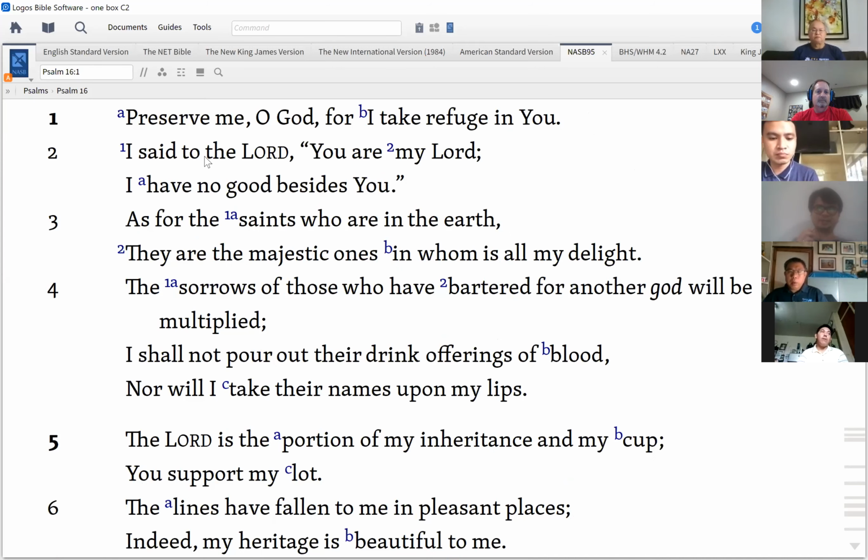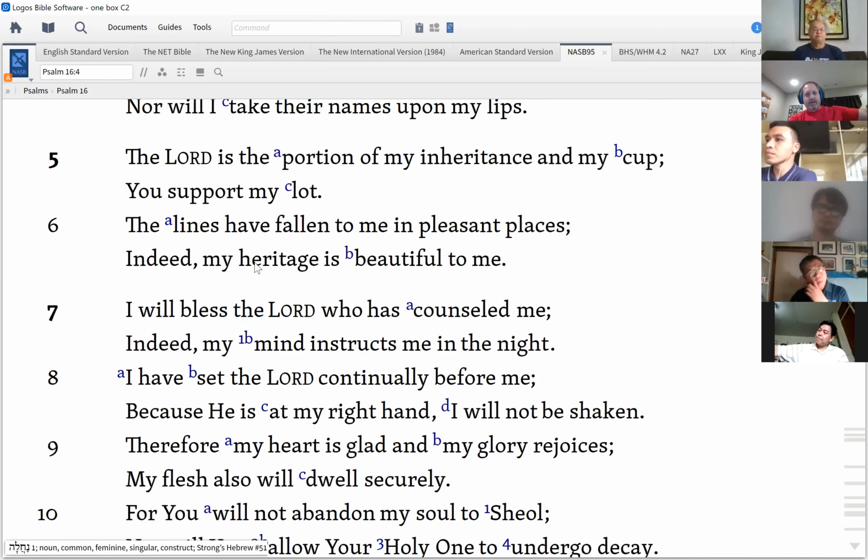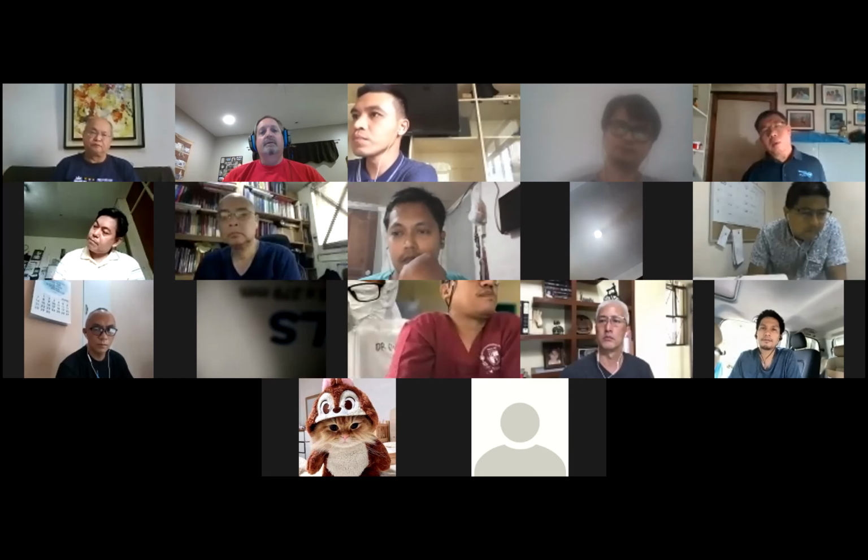And so, replacing the Lord as Yahweh really makes a difference in one's interpretation of the Psalms. It does. We know that both of them are references to God, so it's not like two different people, but the way he's being referenced, it's important to see that distinction.